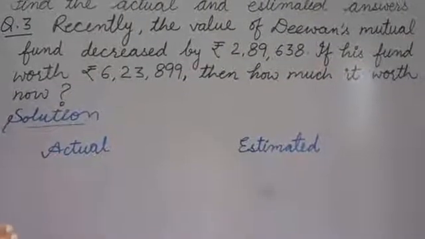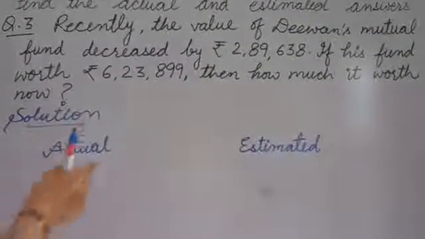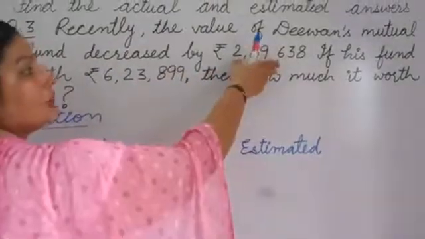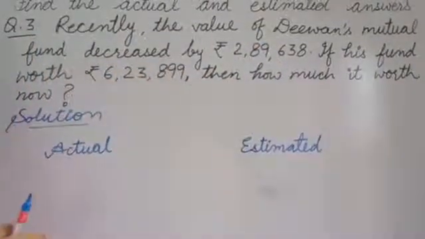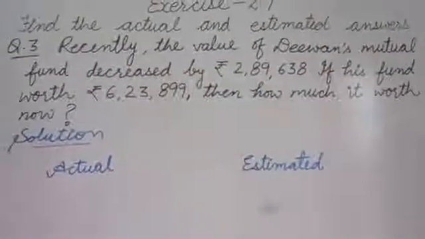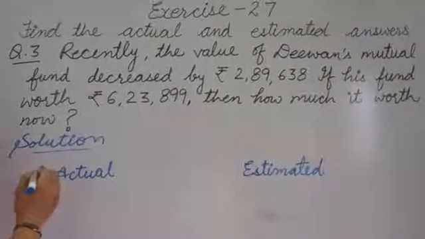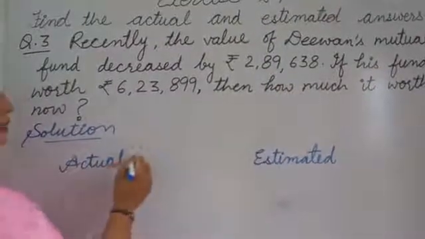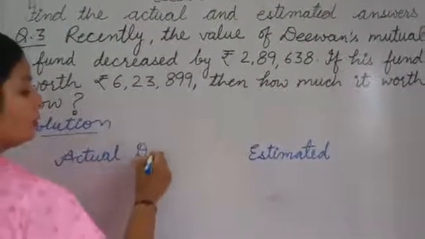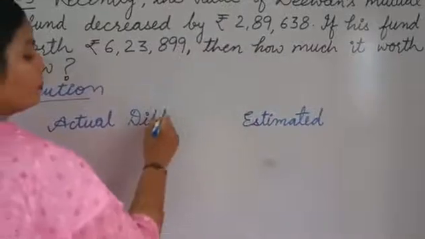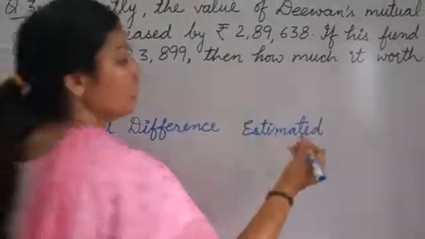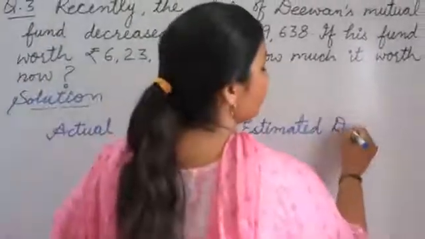So what will we do? We will do minus, because previously that one and this one decrease. So this number we have to minus from this. Okay. So let me start solution. Actual. Now there we will do minus. So we will write here actual difference. And here we have to find estimated difference.